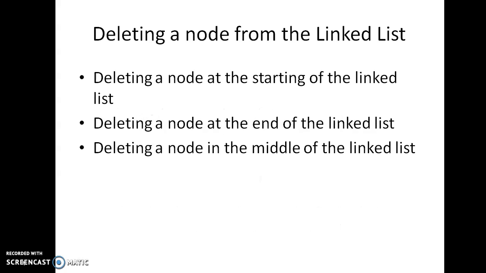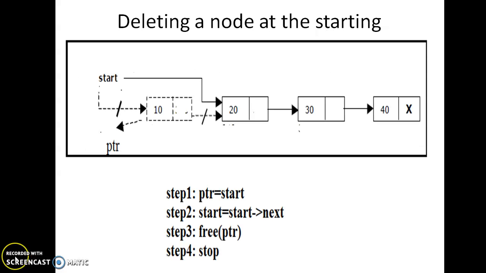So there are three different types of deletions that we are going to discuss in this video: deleting a node at the starting of the linked list, deleting a node at the end of the linked list, and deleting a node in the middle of the linked list. Initially, we'll go for deleting a node at the starting of the linked list.